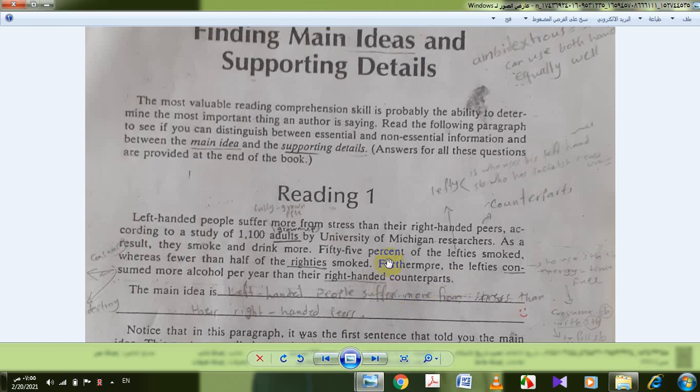So what we are more concerned with here is to find the main idea, but at the same time it's very important to shed light on new words if we have new words, or to give some synonyms for the words in the passage. Okay, we have left-handed and right-handed people. So people are divided into left-handed and right-handed. Left-handed people write with their left hands, and right-handed people use their right hands. So they suffer more from stress than their right-handed peers.